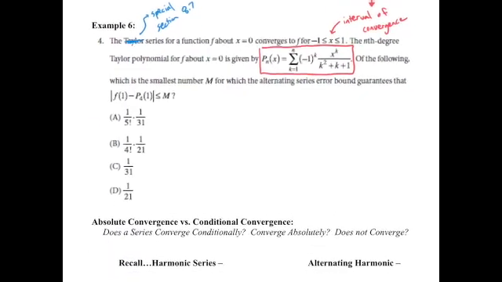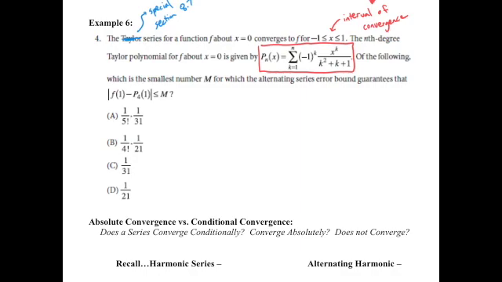All right, let's try the problem. So we have: which is the smallest number m for which the alternating series error bound guarantees that this is true? So remember, we have f of 1, that's the actual. We subtract p sub 4 of 1, that is the approximate. And it is less than or equal to m. Well, that's the first neglected term. And our job is to figure out what that first neglected term is, because that's what they're asking us to do here. So let's map this out really quickly.